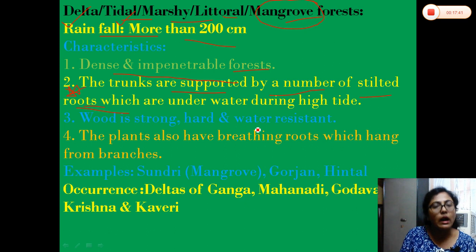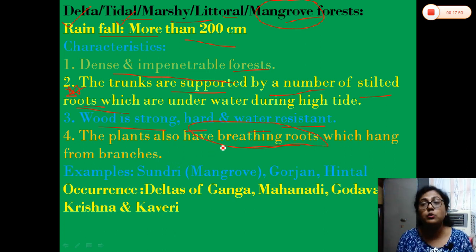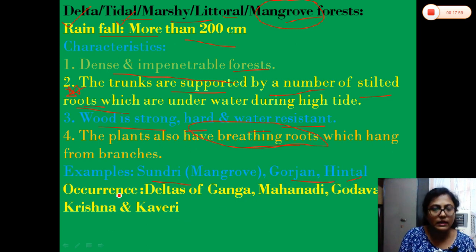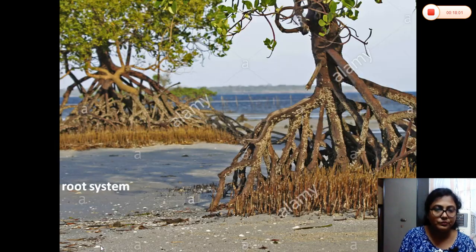The wood is strong, hard and water resistant, and they also have breathing roots. This is another environmental characteristic. Why do they have breathing roots, or pneumatophores? I am showing you the picture. Examples are Sundari, Garjan, Hintal. These are the different examples.